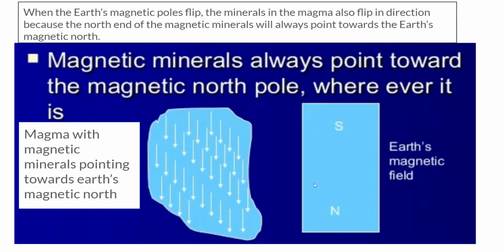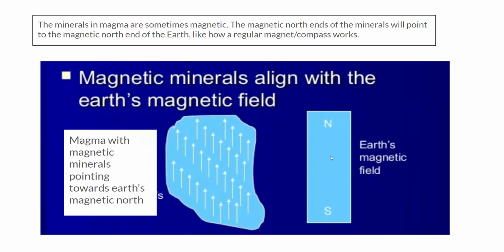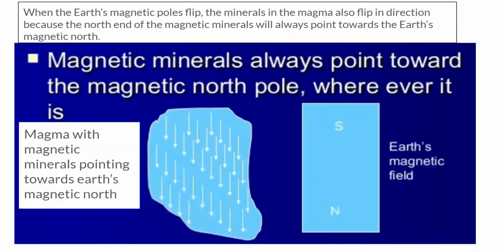And if my Earth's magnetic field reverses, so my Earth's magnetic field is pointing this way, but if it flips and the north end of the magnetic field is towards like this, then my minerals, the magnetic minerals, will also follow that direction. They will point towards the Earth's magnetic north.